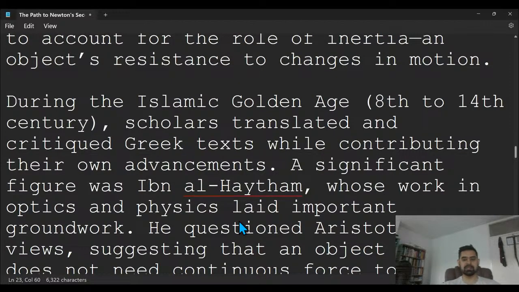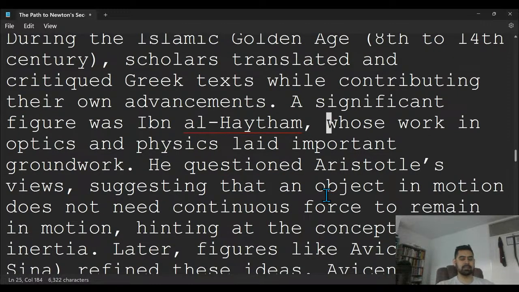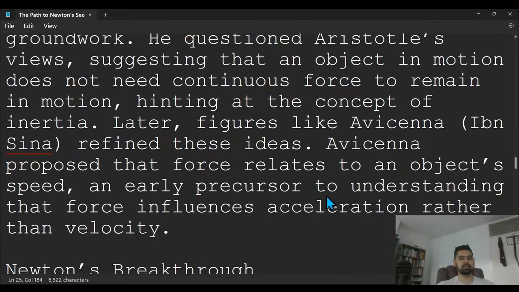During the Islamic Golden Age, 8th to 14th century, scholars translated and critiqued Greek texts while contributing their own advancements. A significant figure was Ibn al-Haytham, whose work in optics and physics laid important groundwork. He questioned Aristotle's views, suggesting that an object in motion does not need continuous force to remain in motion, hinting at the concept of inertia. Later, figures like Ibn Sina refined these ideas. Ibn Sina proposed that force relates to an object's speed, an early precursor to understanding that force influences acceleration rather than velocity.